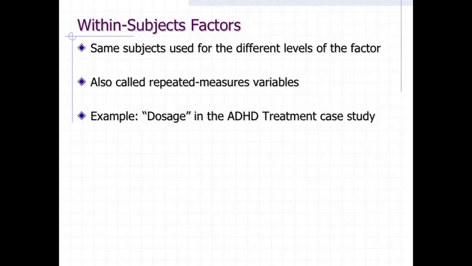within the same subjects. When the same subjects are used for the levels of the factor, it is called a within subjects factor or within subjects variable. Within subjects variables are sometimes referred to as repeated measures variables, since there are repeated measurements of the same subjects.